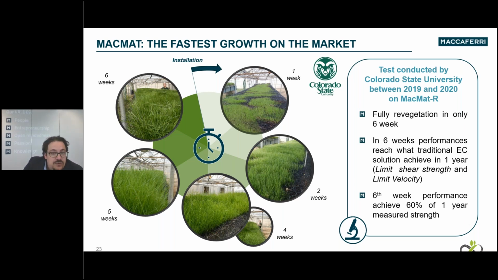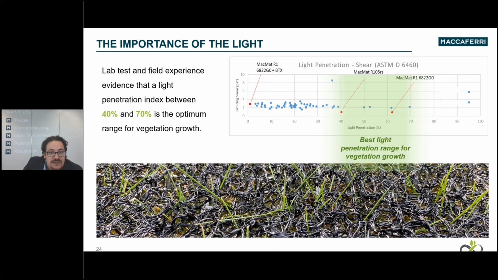And this gives also the opportunity to make a correlation between the light penetration index and the speed of the vegetation growing. So as you can see, our MACCAFERI product, with a very high light penetration between 40 and 70%, guarantees a very fast vegetation growing.